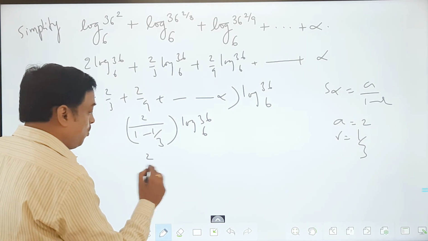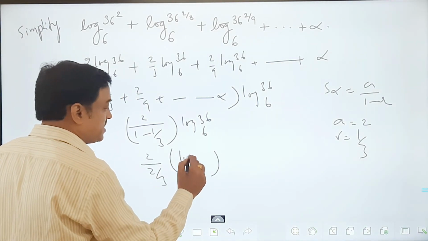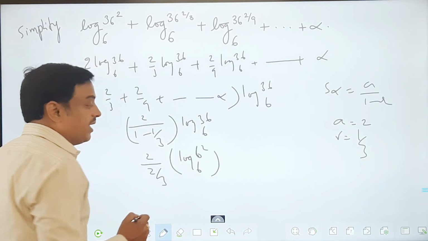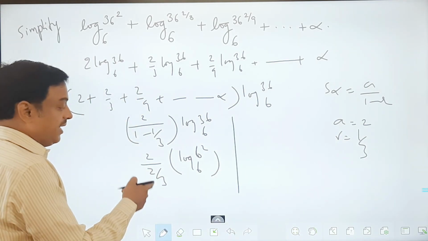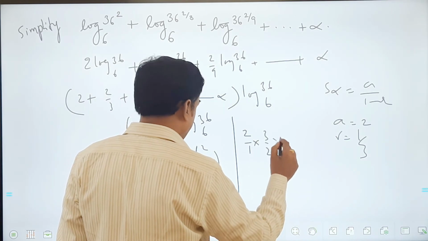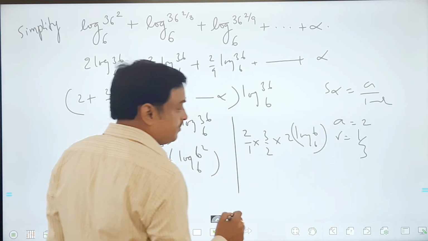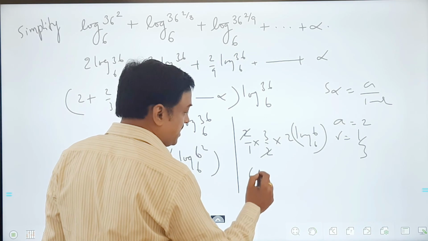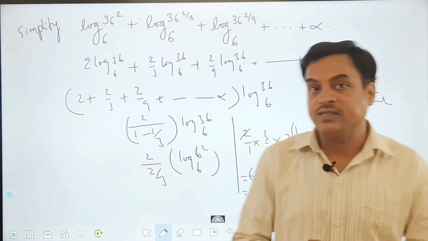So this is 2 by 2 by 3. And further, this can also be written as log 6 square base 6. Now the final steps, all of you. This is 2 by 1 into 3 by 2, so it is 2 by 1 into 3 by 2 into 2 log 6 base 6 is what you get here. And now you can cancel the further things here. This gets cancelled. Answer 6 into 1. Final answer is how much? 6. That's your answer. Okay.